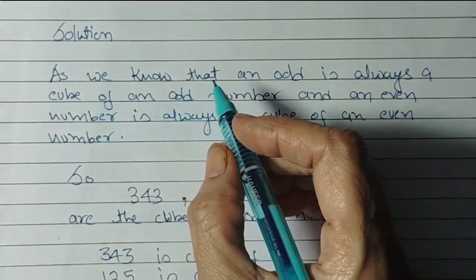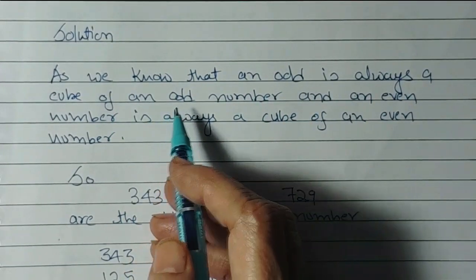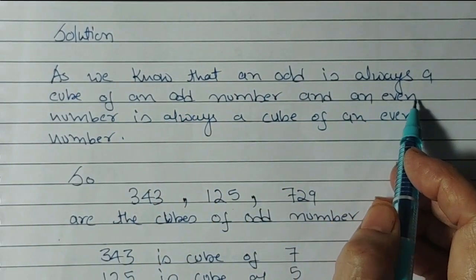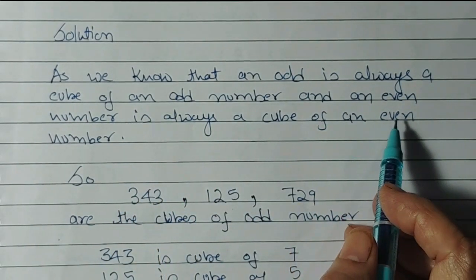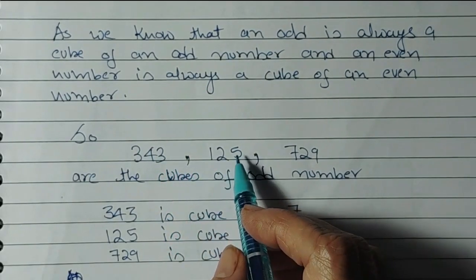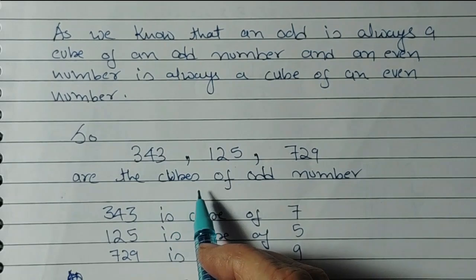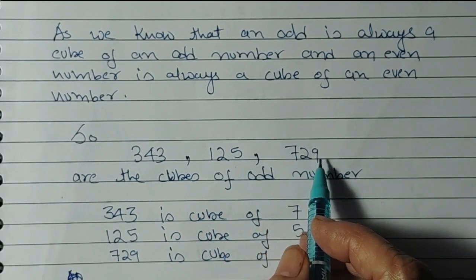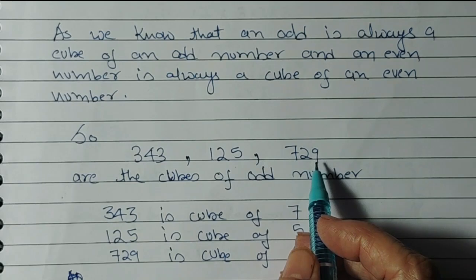as we know, an odd number is always a cube of an odd number and an even number is always a cube of an even number. So 343, 125 and 729. These are the cubes of odd numbers. Since they are odd numbers, these are the cubes of odd numbers.